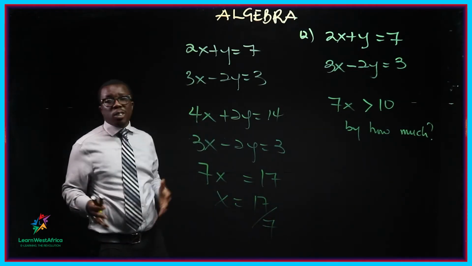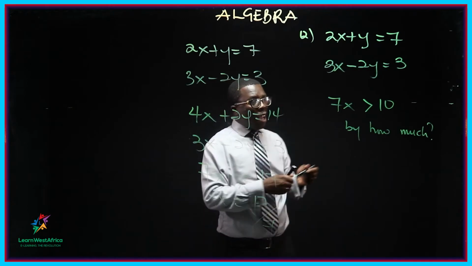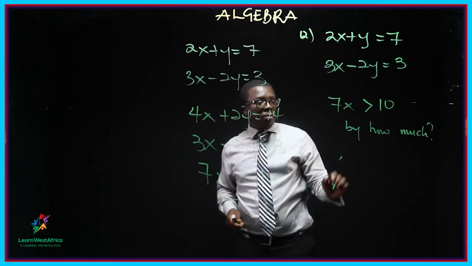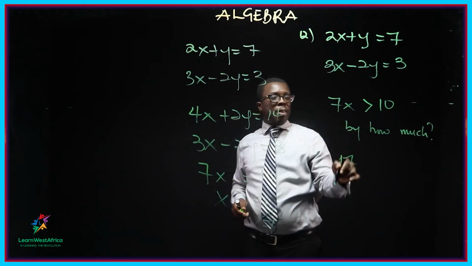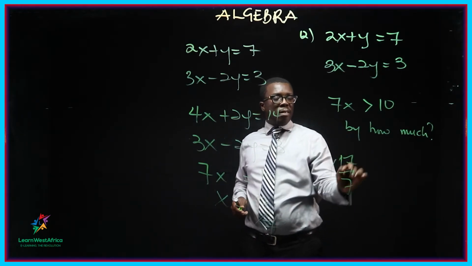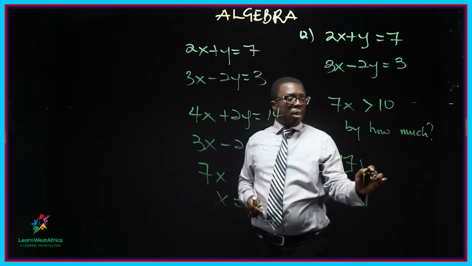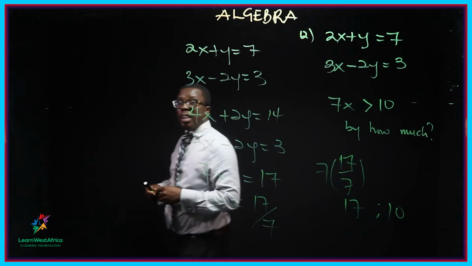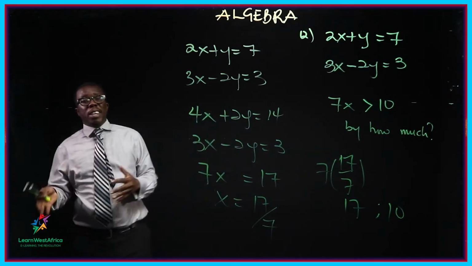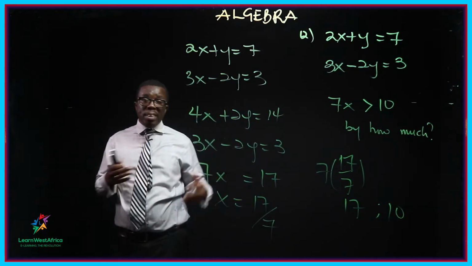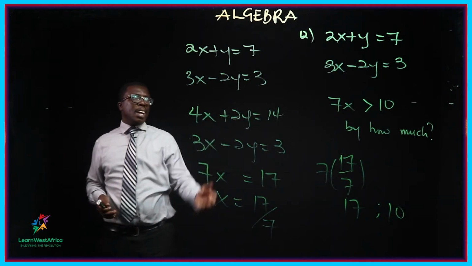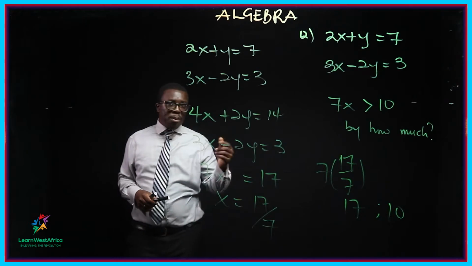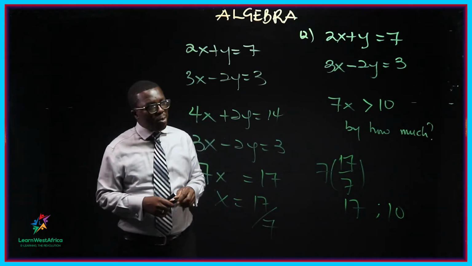By how much is 7x? 7x is now 17. Compare 17 to 10. What is going to be the difference? Yes, about 7. So the difference there should give you 7. Should give you 7.